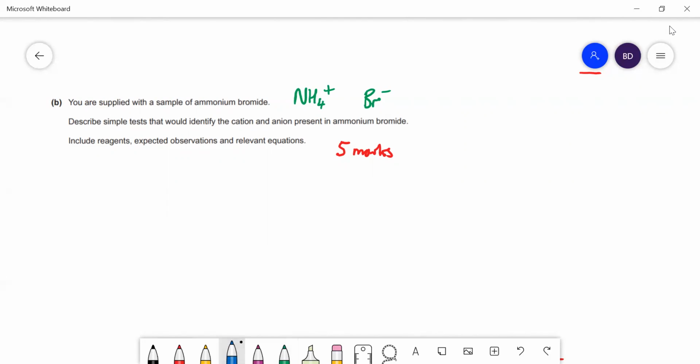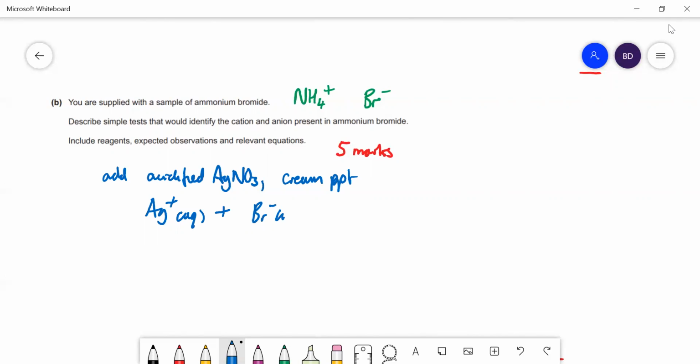So you test for bromide ions, you add acidified silver nitrate. And if you've got bromide ion present, you'll get a cream precipitate. And the equation you want there is you've got Ag+ ions in aqueous solution from the silver nitrate, bromide ions in aqueous solution, and you're going to get AgBr solid, which is a cream precipitate.